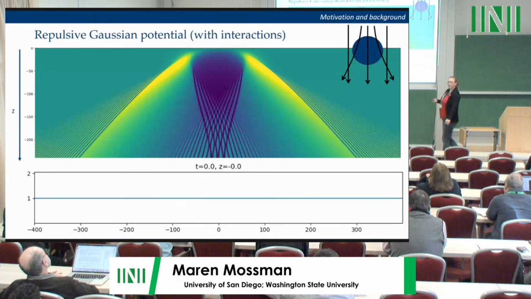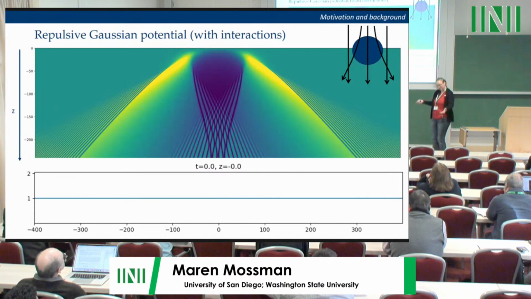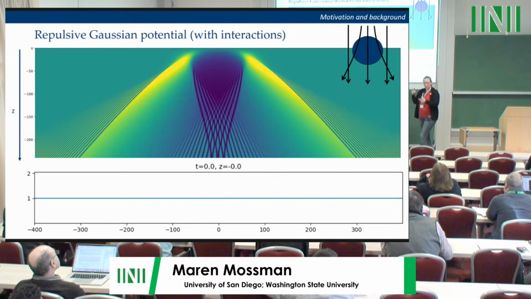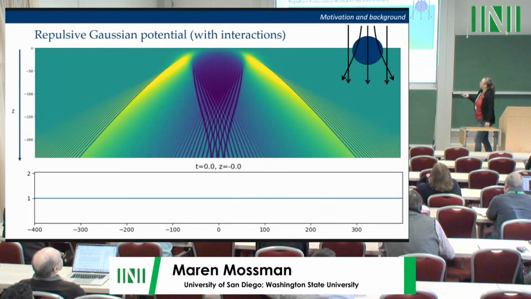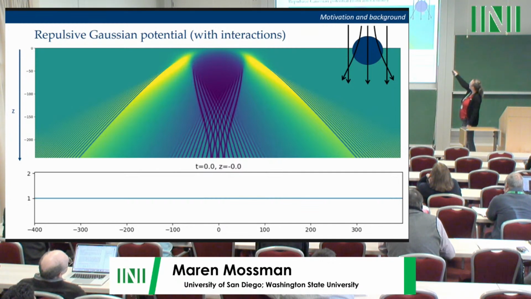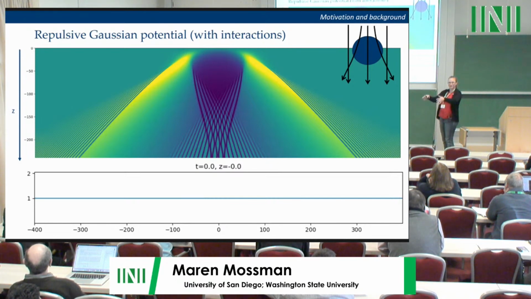Okay, so now we also have a repulsive Gaussian potential. Because we're experimentalists, we like to poke our atoms with different things. That's just what we like to do. And so we can imagine that, again, here's my little cartoon with my repulsive Gaussian potential, so it acts like a hill that the atoms have to move past.